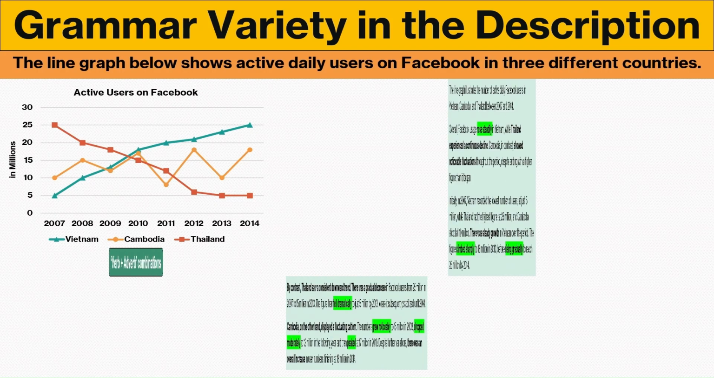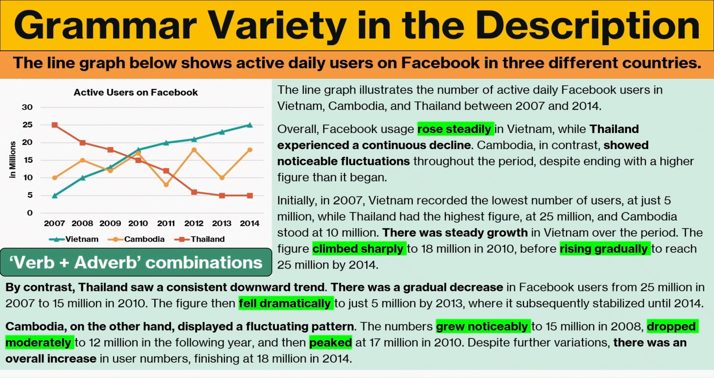Now let's focus on grammar variety. A strong Task 1 response does not rely on a single sentence pattern. Instead, it alternates between different structures. First, notice the verb plus adverb combinations highlighted in green. Rose steadily, climbed sharply, rising gradually, fell dramatically, grew noticeably, dropped moderately, and peaked. These structures make the description more dynamic and precise.